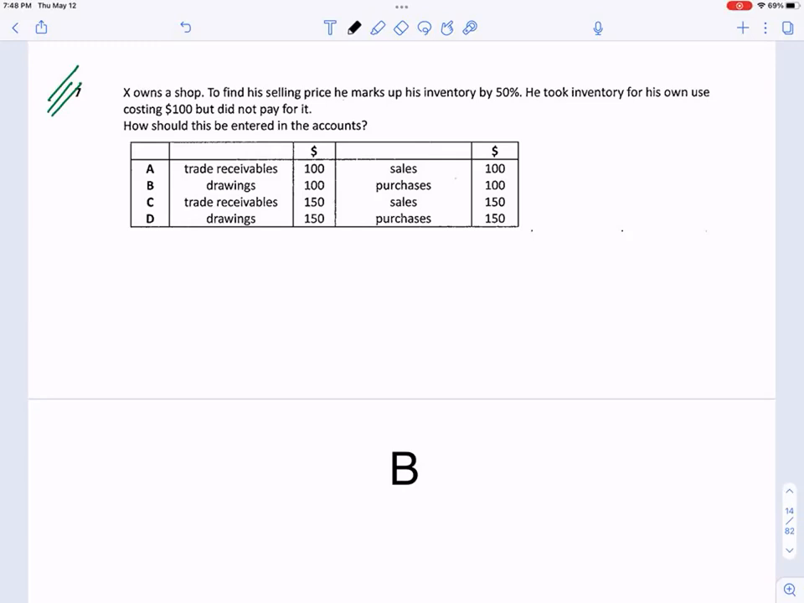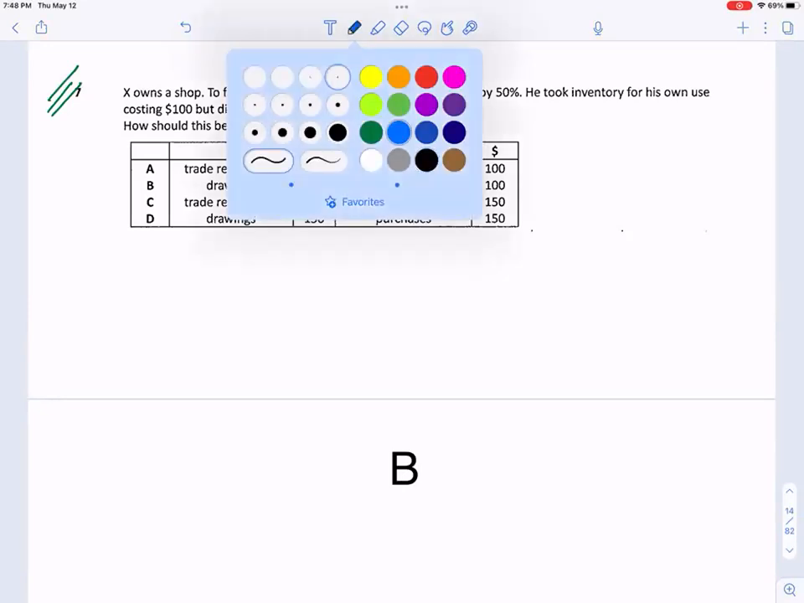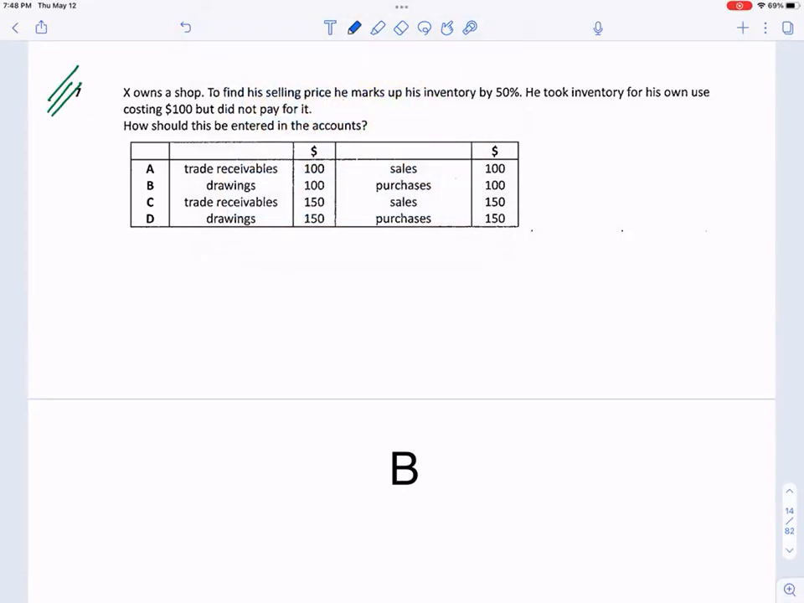Okay, the answer is D, Ashita, for that one. Miss, but the mark scheme is showing B. No, it's okay. One minute. Send the question. What is the journal entry for goods for own use? Drawings debit, purchases credit. So it could be either option B or option D. Drawings will be 100 on the debit side, I think.